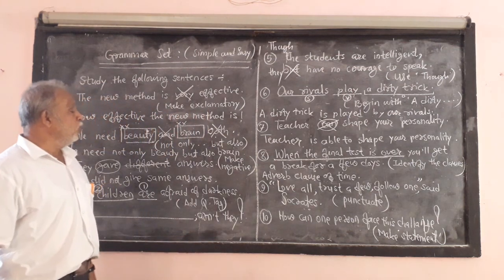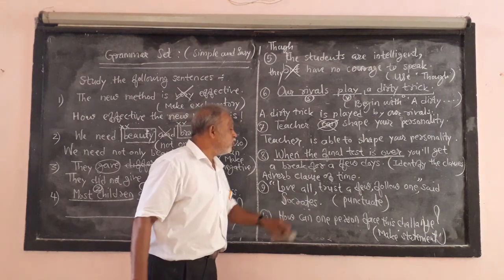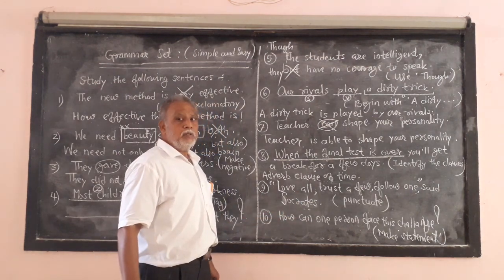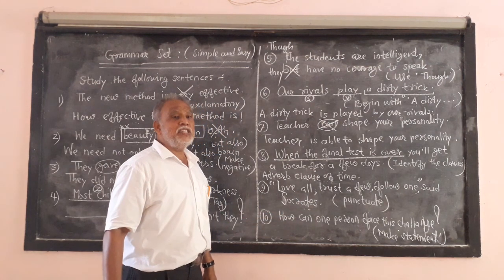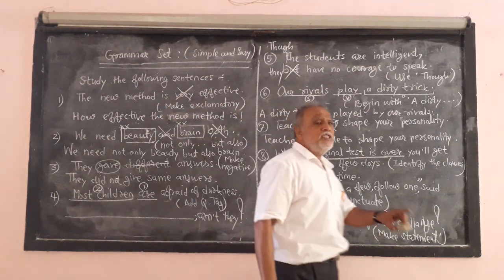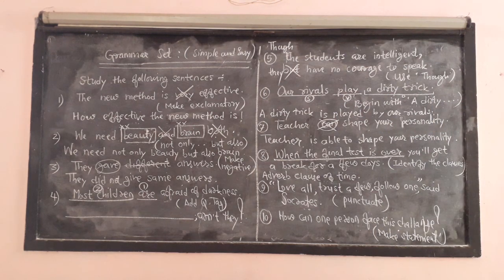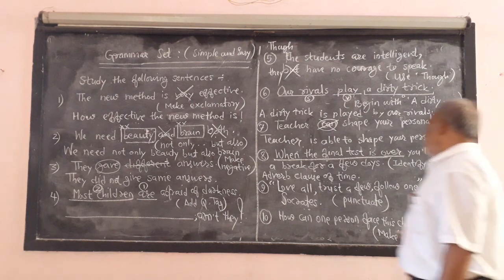Okay. Come to sentence number 10. How can one person face this challenge? We have to make that sentence into assertive. That assertive sentence is also called statement. So the instruction is make statement. Remember, make statement and make assertive are the same. So to make a statement, how should it be changed?